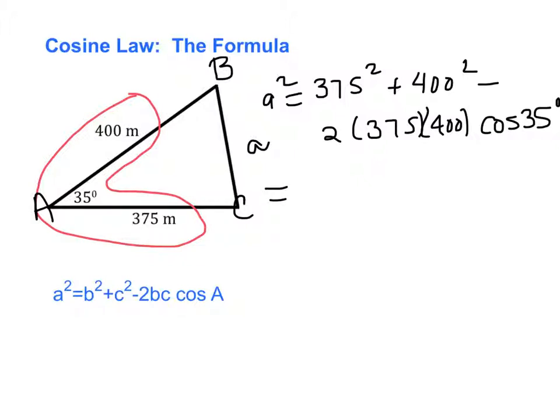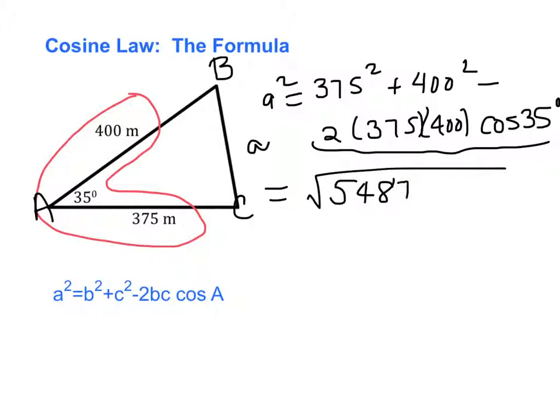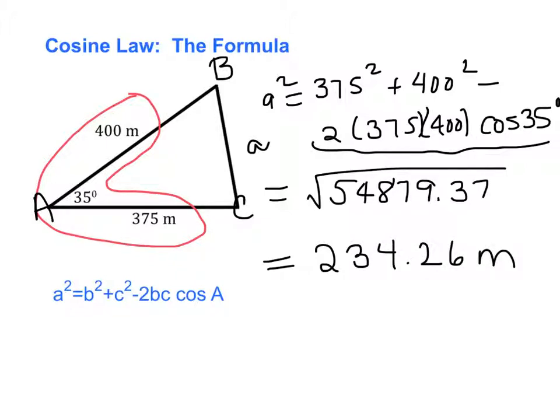If you plug that into your calculator, remember to do this very carefully with the second half. Cos 35 times 400 times 375 times 2, make it negative, add 400 squared, add 375 squared. You should get the square root of 54,879.37, and the square root of that is 234.26. In this case, that is meters. So just be very careful when you're plugging this into your calculator. Please do it until you get it right.